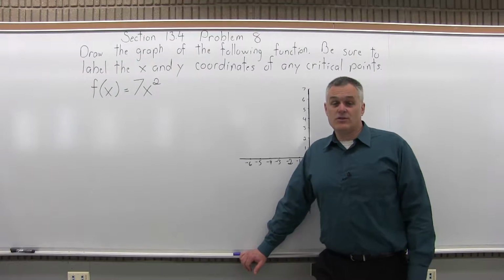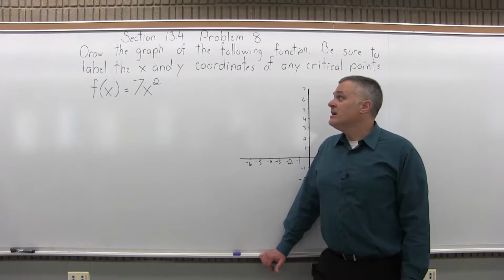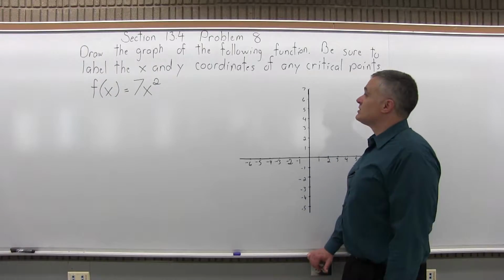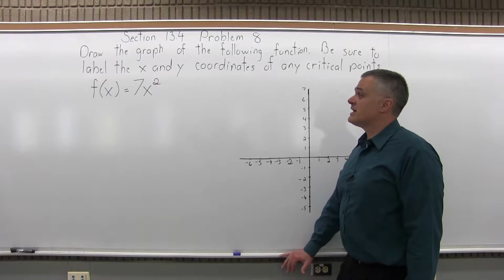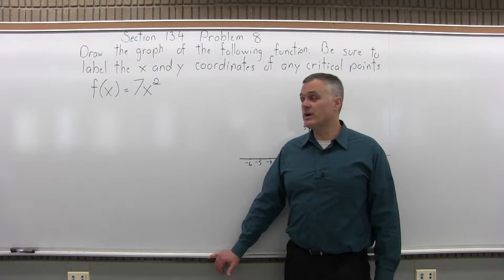This is Section 13.4, problem number 8. It says, draw the graph of the following function. Be sure to label the x and y coordinates of any critical points. And our function is f of x equals 7x squared.